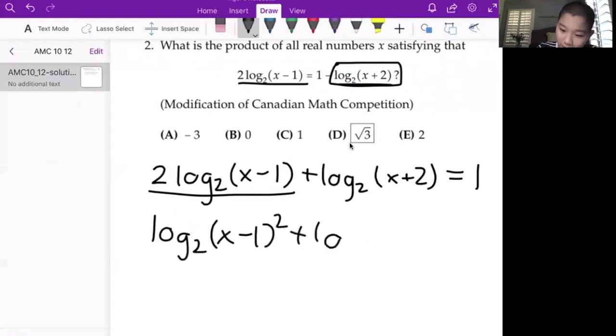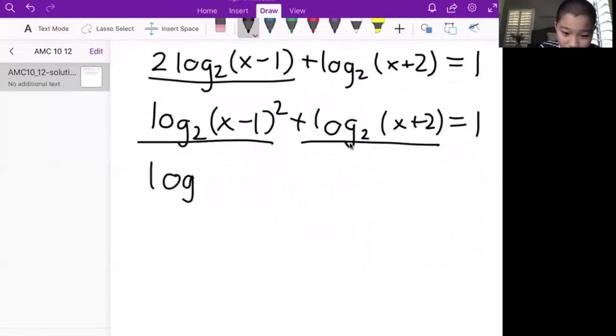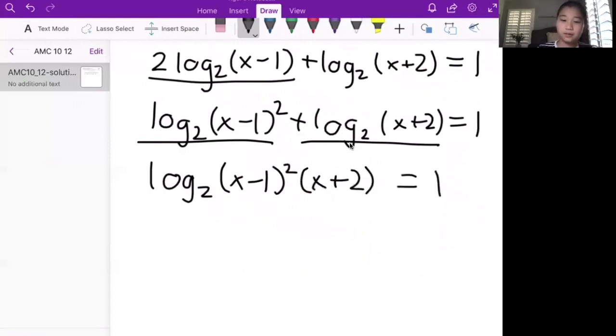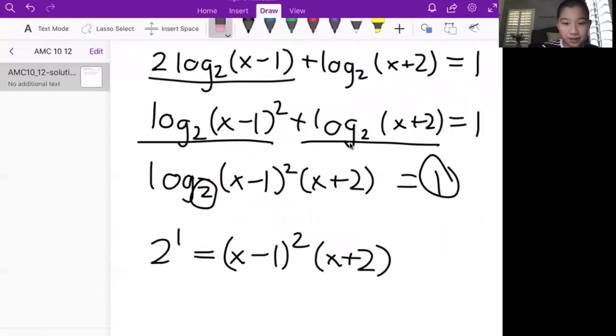Then plus the rest, log base 2 of x plus 2 equals 1. And then we use the formula again on those two to get log base 2 of (x minus 1) squared times (x plus 2). That's equal to 1. So by the definition of logs, 2 to the 1 is equal to (x minus 1) squared times (x plus 2). So the left-hand side is just 2.